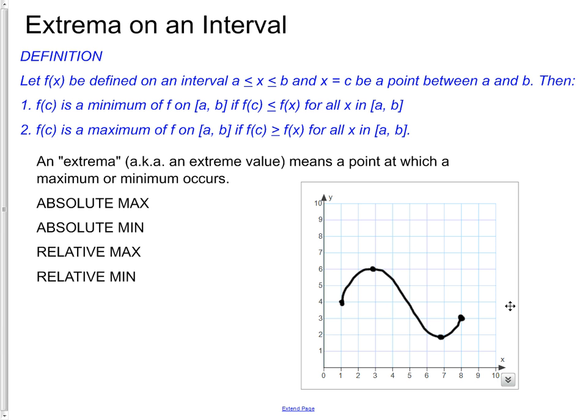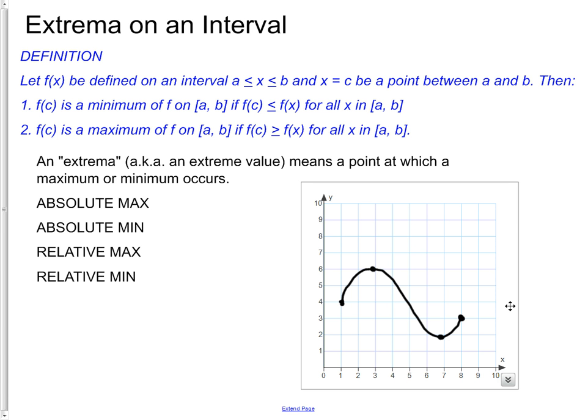Well, if it is to do anything at all, we're going to have to start from the basics. And one of those basic ones is defining what we mean by extrema, that is, maximum and minimum points on an interval. And we give this definition here that says if we have a function f of x and it's defined over an interval from x equals a to x equals b, and there's a point c between a and b such that we meet a few conditions, we can call it a maximum or minimum.